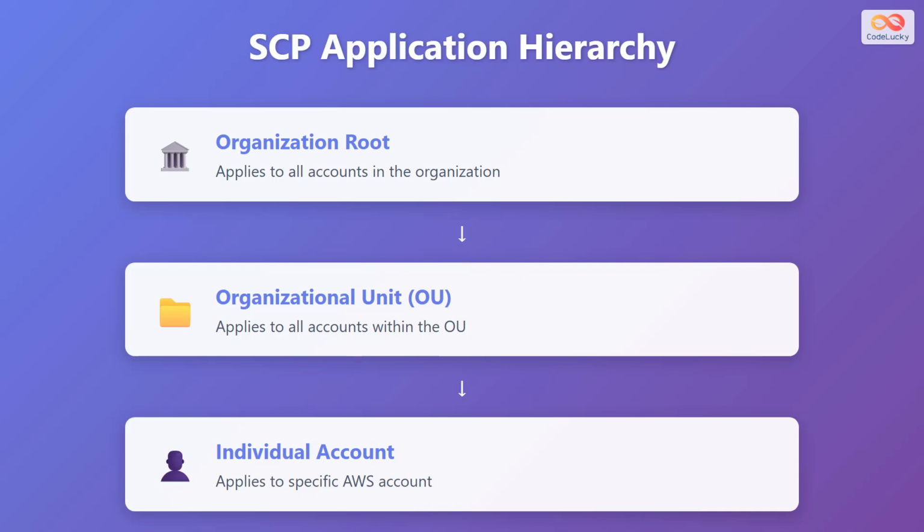SCPs follow a hierarchical structure. At the top, you can apply an SCP to the organization root, which affects all accounts in your organization. You can also apply SCPs to organizational units, which affects all accounts within that OU. Finally, you can attach SCPs directly to individual AWS accounts. Policies are inherited down the hierarchy, so an account may be subject to multiple SCPs at once.